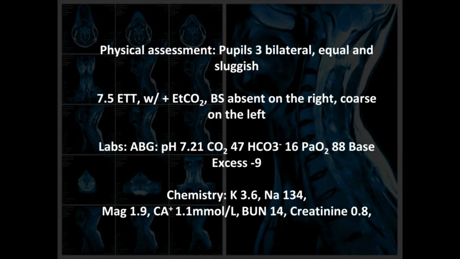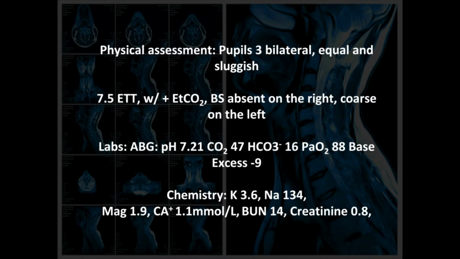If we continue and look at this patient, physical assessment, secondary assessment, pupils are equal at 3 millimeters. They are sluggish. There has been airway management that has been taken care of. We have a 7.5 ET tube, good end-tidal CO2. Breath sounds, though, are absent on the right, coarse on the left. So we need to look at that a little bit closer.